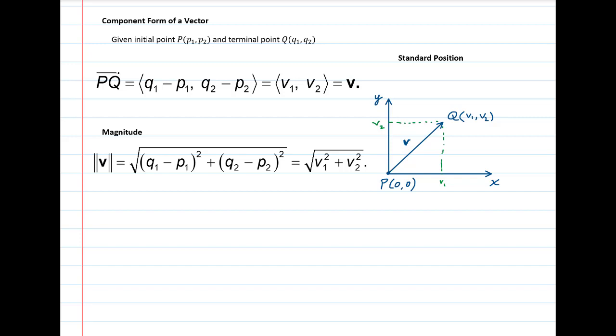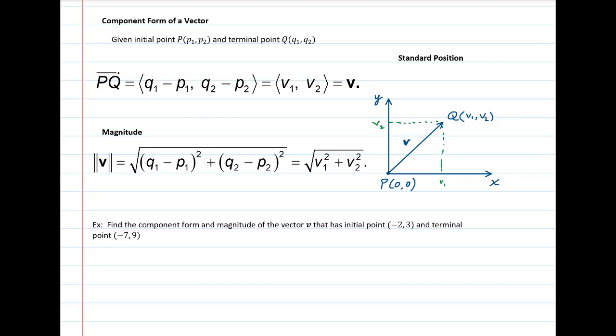No matter where we move this vector in the plane, we're always going to get this difference. It's always going to be v1, v2. You can see that right away because those quantities v1, v2 would match that terminal point if the directed line is in standard position. Now the magnitude, instead of what we had before, the square root of the difference of the x squared plus the difference of the y squared, becomes just the square root of v1 squared plus v2 squared.